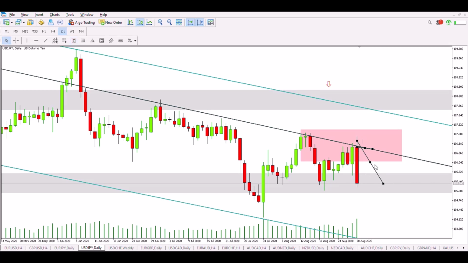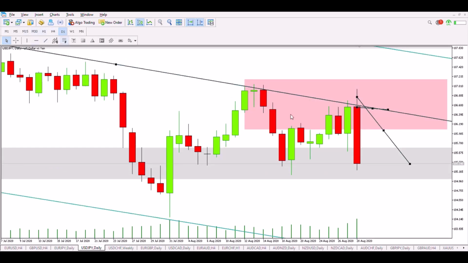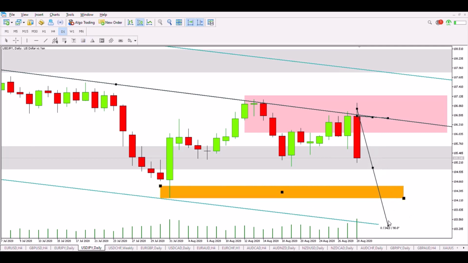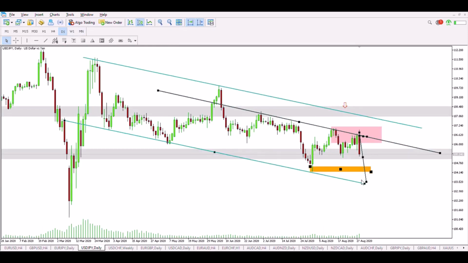But I also want to tell you that this is a pretty strong candle. This is a big bearish candle right here. So this is a strong bearish signal, and we can see the price sell off to this previous low right here, or even to the downtrend of the channel. Let me show you. We have a channel right here. So this is what I expect in USD JPY.